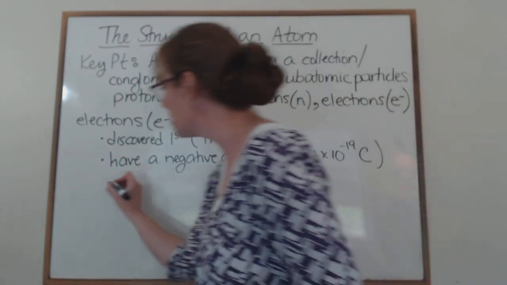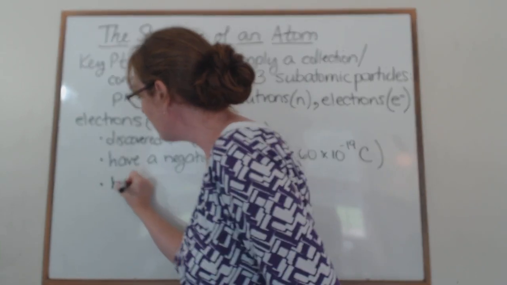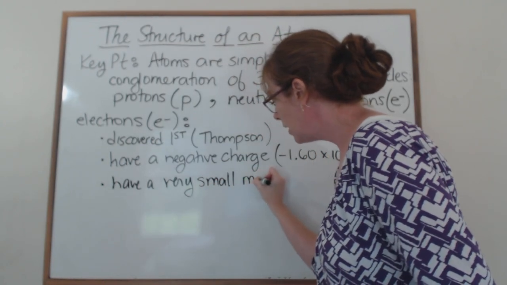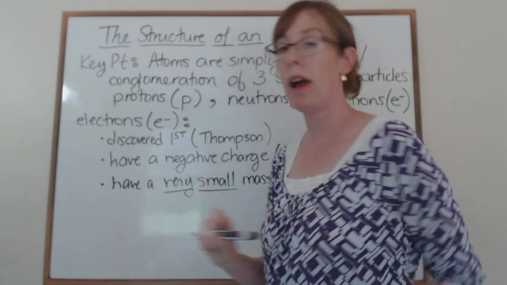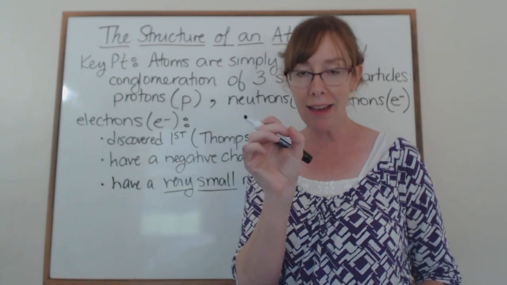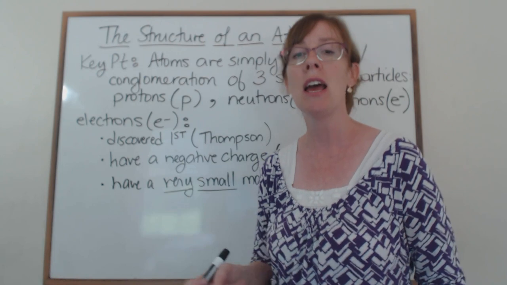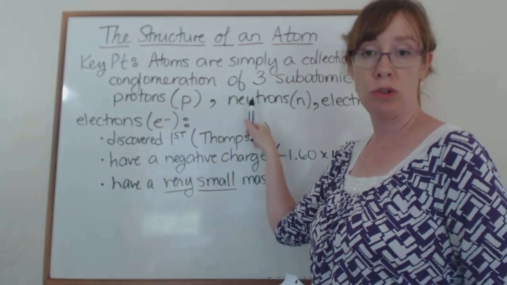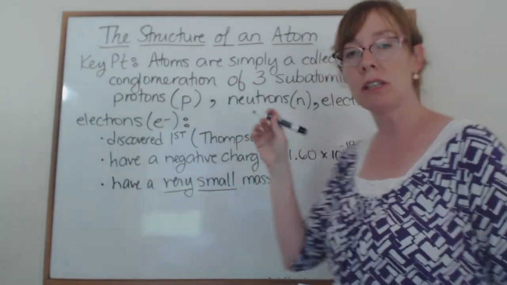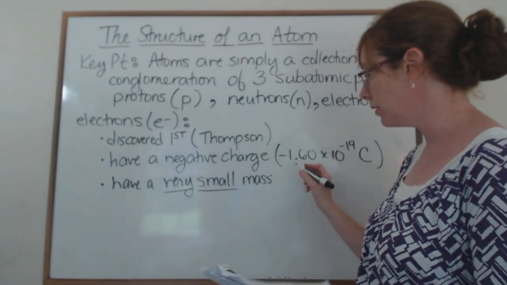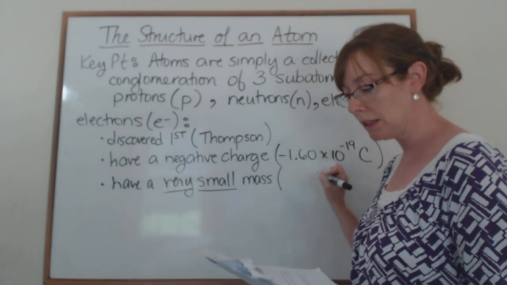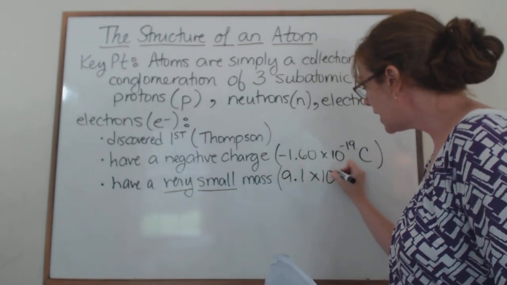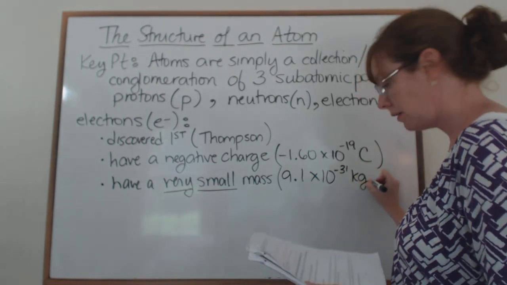And now let's go ahead and give you the mass of an electron. Electrons have a very small mass, which is not surprising. You're talking about a subatomic particle, and atoms are tiny, so obviously it has a very small mass. But really, even in comparison to protons and neutrons, electrons are tiny. They're the smallest by far of the subatomic particles. Let me give you the mass in kilograms: 9.1 times 10 to the negative 31 kilograms.